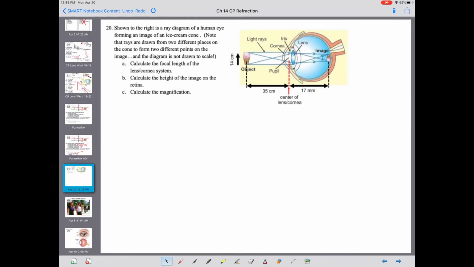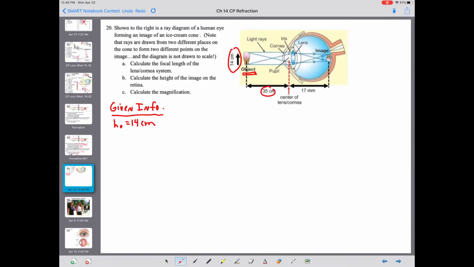You have a diagram of the human eye that's looking at an ice cream cone, and you can see how the light goes through the lens and the cornea and forms an image on the retina. So if we're solving this one down, the first thing we're going to want to do is identify what the given information is. So on your diagram, we have the 14 centimeters. That's related to the object. That is the height of the object.